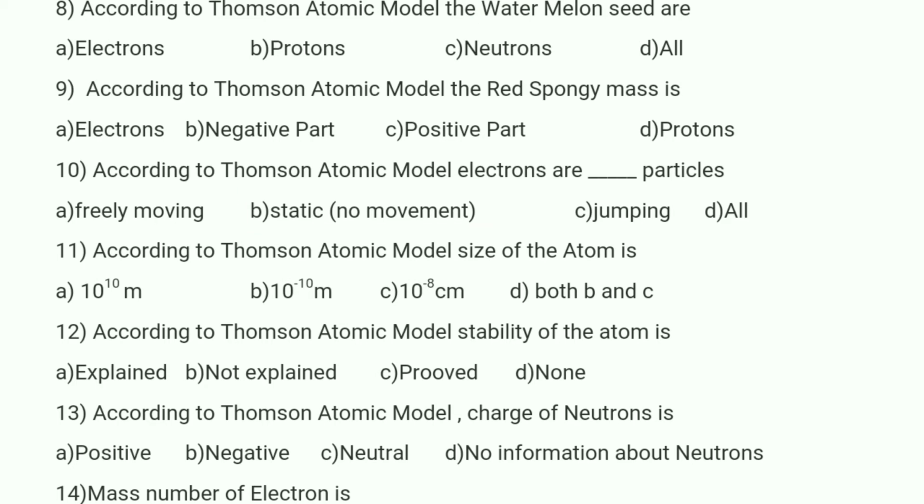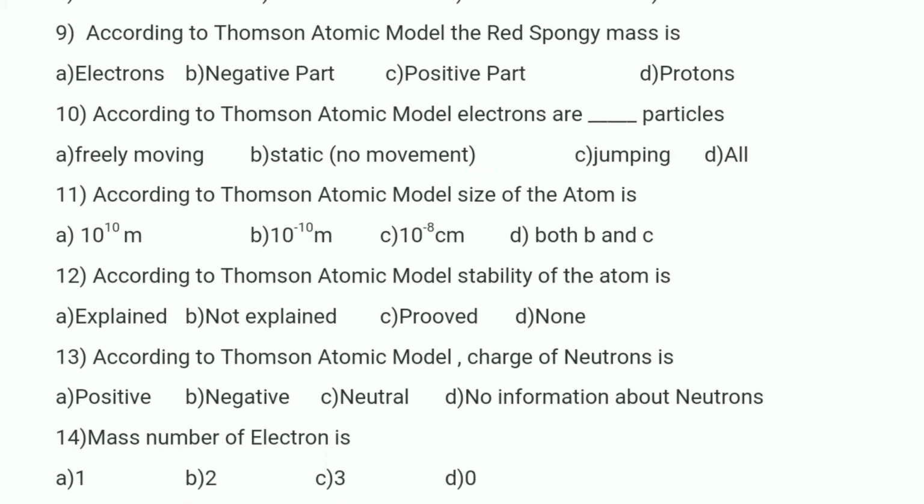And 11th one, according to Thomson model, size of the atom is. According to Thomson atomic model, the size of the atom is about 10 to the power of minus 8 centimeters. So 10 to the power of minus 8 centimeters is nothing but 1 angstrom. In meters, that is 10 to the power of minus 10 meters. If you observe the options B and C, there are 10 to the power of minus 10 meters or 10 to the power of minus 8 centimeters. Both are correct. So the option D, both B and C are correct.